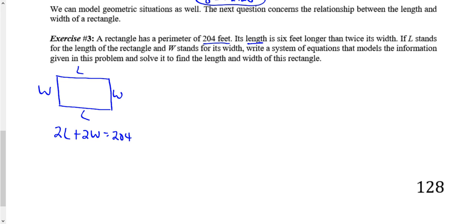Its length is. When you see that, you're usually pretty safe starting out like this. Its length is, see, L equals. 6 feet longer than twice its width. So it's 6 feet longer than what? Twice its width. So how do we write twice its width? 2W. 2W plus 6, right?